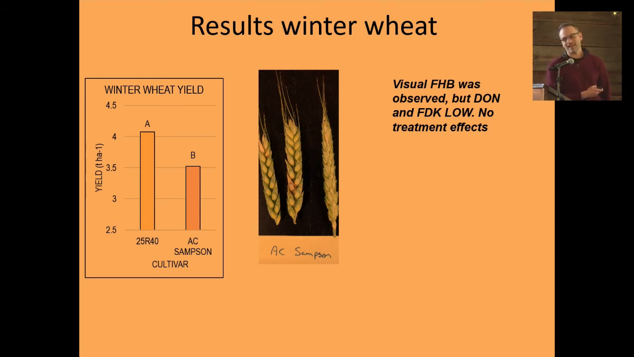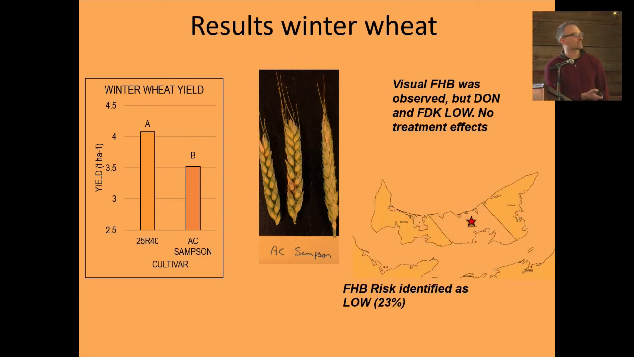We didn't detect any statistically significant difference in any Fusarium factor we're looking at. But we did see low levels of Fusarium, we did see low levels of DON, but the treatments didn't cause any reduction. And if we compared that to what the model actually predicted, the model didn't say we were hitting high risk. It said actually only a 24% chance of an epidemic, so that corresponds pretty well.